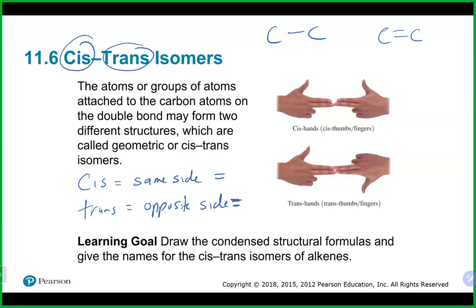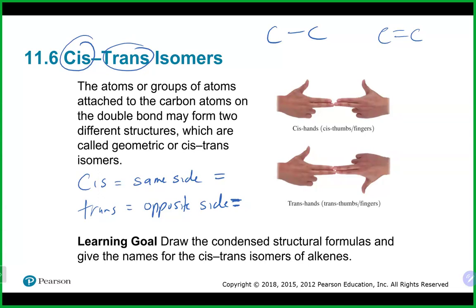Now, what we're talking about is groups that are located either on the same side of the double bond or on opposite sides of double bonds. In the case of cis or trans isomers, we can consider hydrogens as groups when we're looking at cis and trans, even though normally we don't think of them as groups.